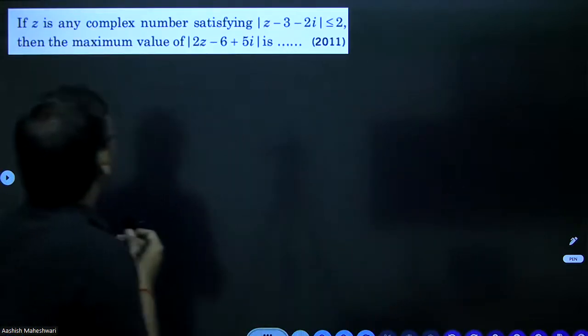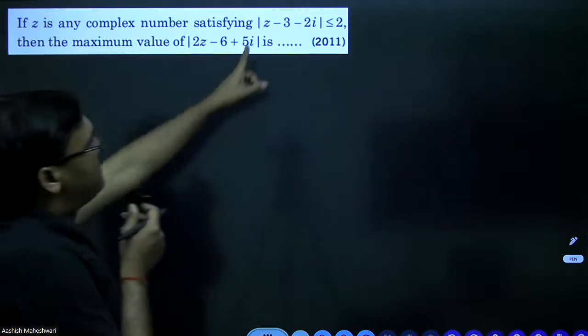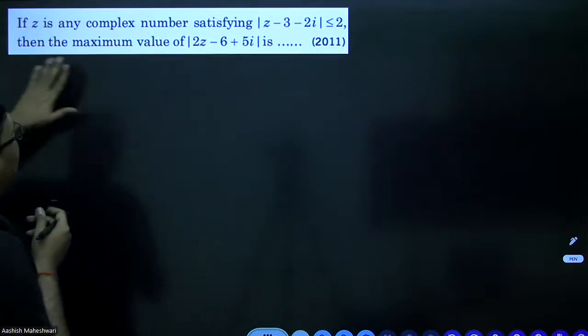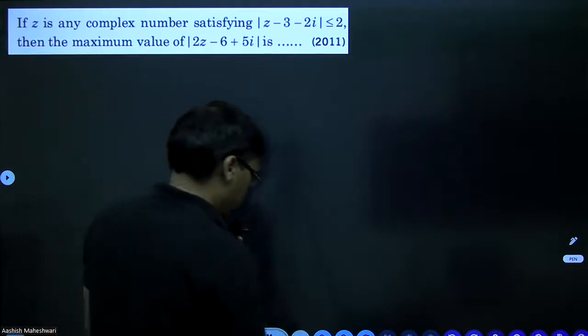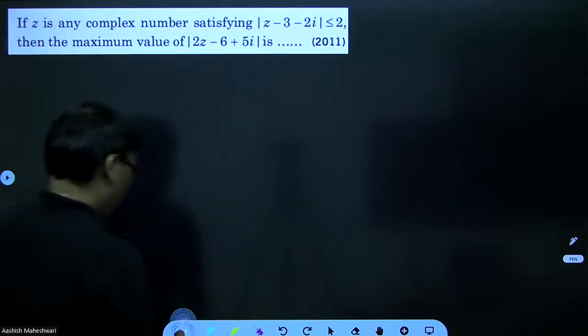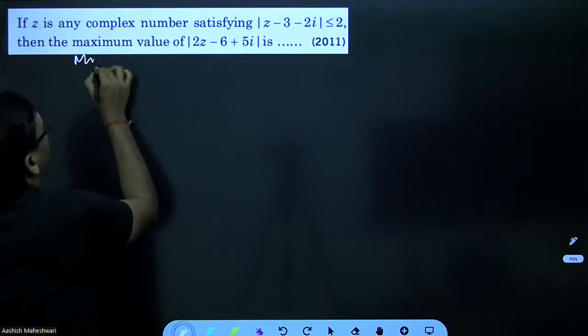Now let's move to the next question. Now, if z is any complex number satisfying modulus of z minus 3 minus iota less than equal to 2, then find the maximum value of modulus of 2z minus 6 plus 5 iota. Now in this question, I'll solve both. What is the maximum value and what is the minimum value? We will solve this part also.